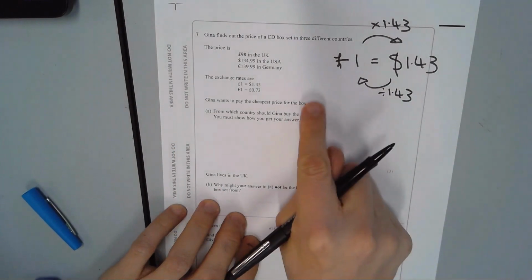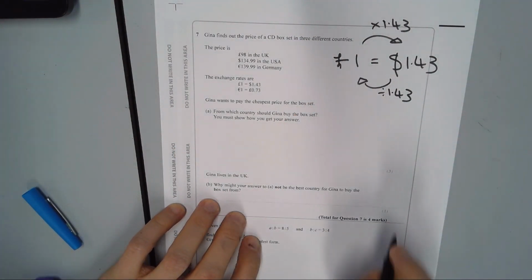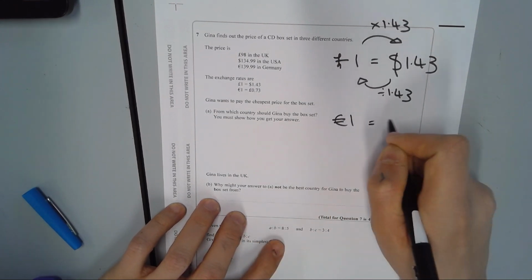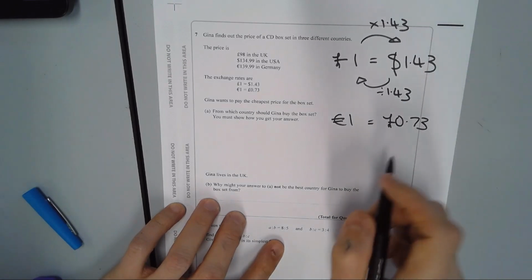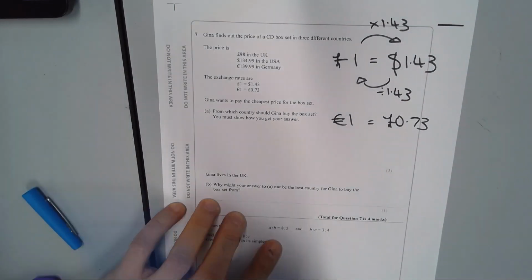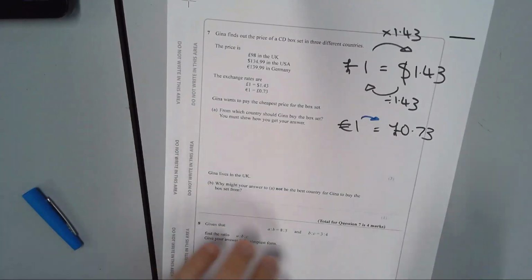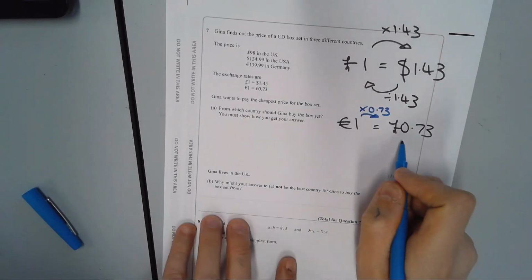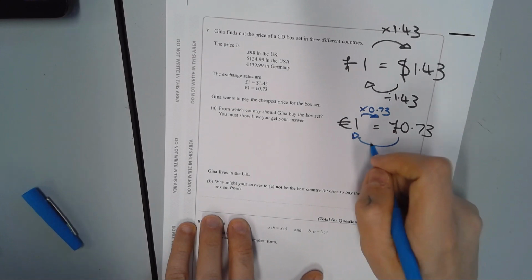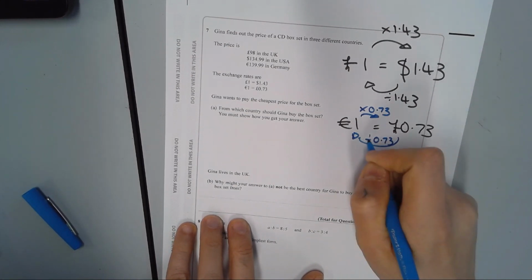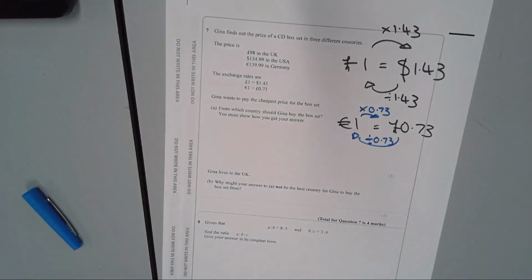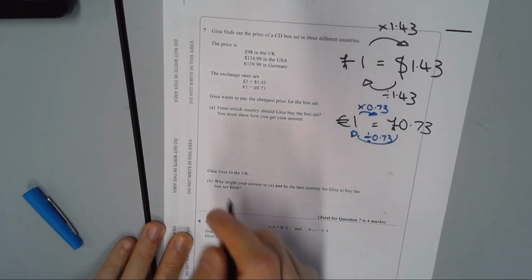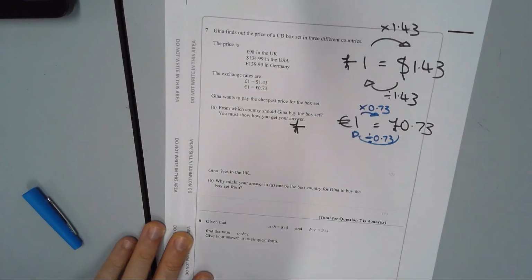And then we've also got euros to pounds, so we know that 1 euro is equal to 0.73 pounds, so that if we're converting from euros to pounds, we are multiplying by 0.73, converting from pounds to euros, we are dividing by 0.73. And remember, all of these will be done on our calculator. Okay, so I am going to put all of these in pounds.